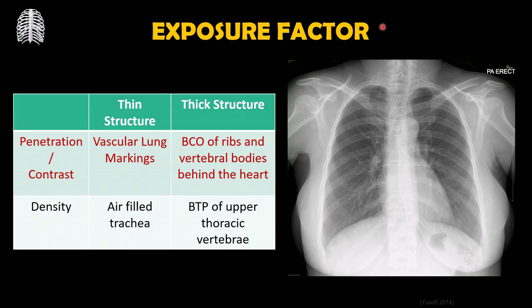It is worth noting that although lower kVp can sufficiently penetrate the lung field, it seldom gives enough penetration to show structures within and behind the heart shadow. Next, for density and detail, the thin structure, which is the air-filled trachea, should be seen until the carina, and the thick structure, the bony trabecular pattern of the upper thoracic vertebrae, should also be visualized.